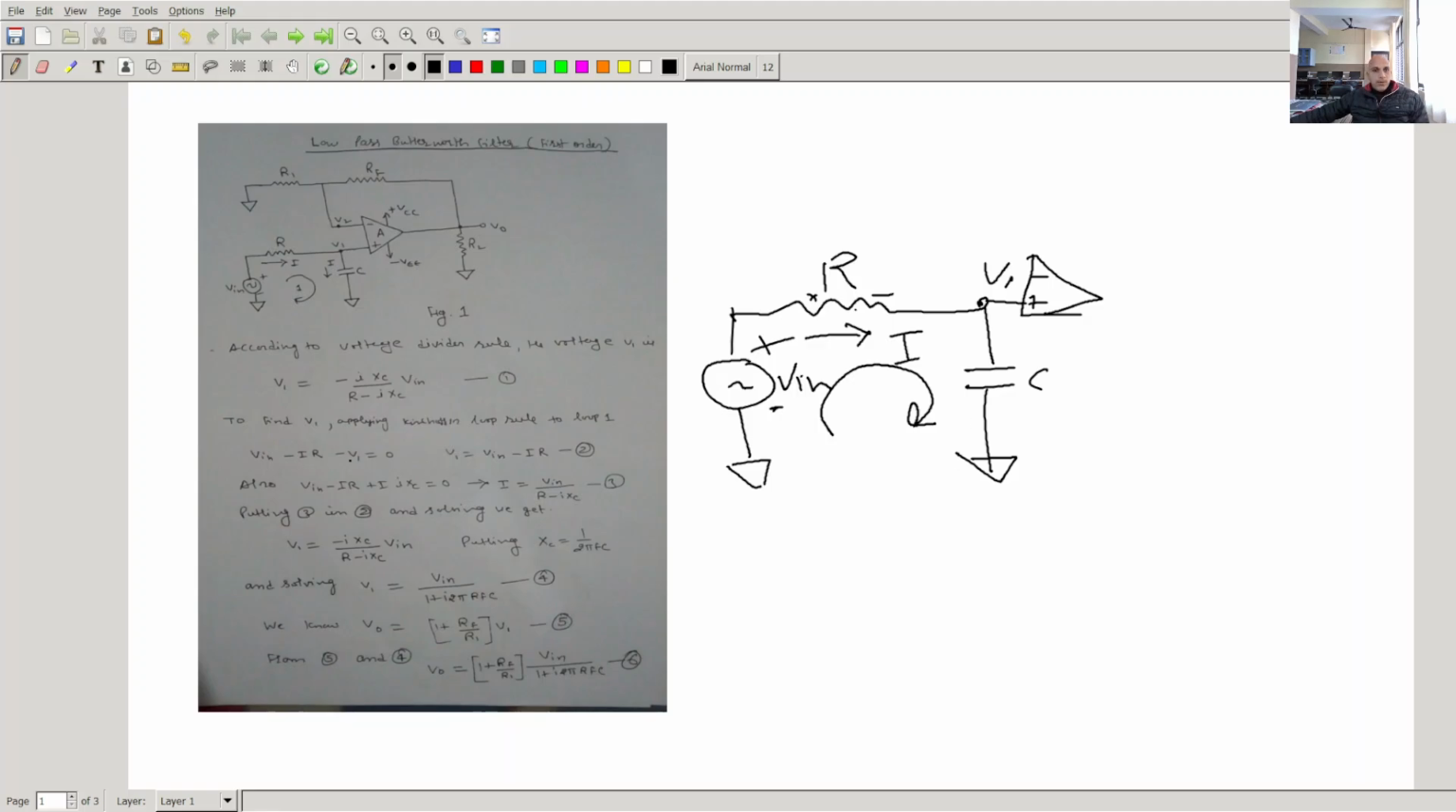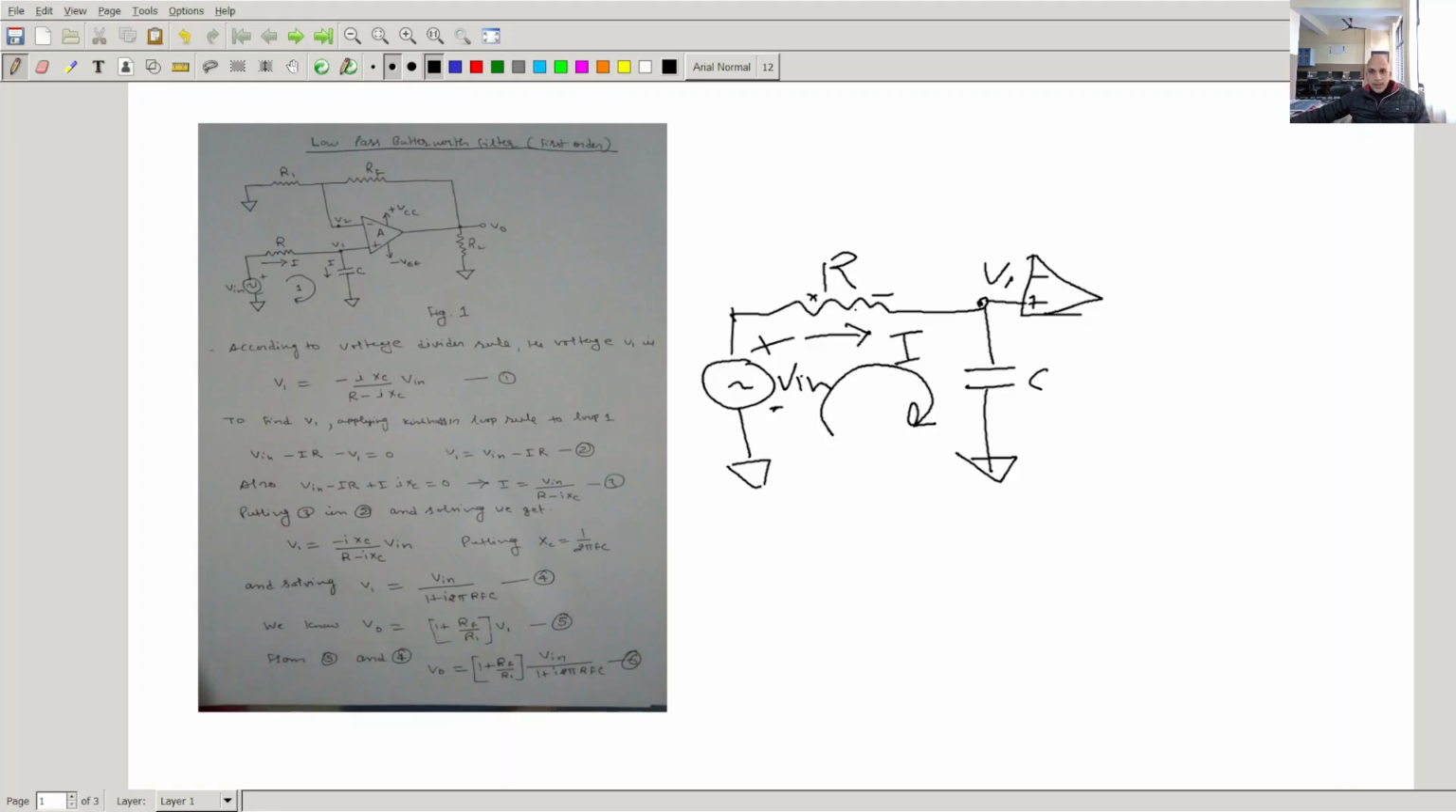So from here, B1 is equal to V in minus IR. It is written here, equation number 2. Also, if I extend this again, then it will become V in minus IR and B1. What is the B1 voltage? It is, I have written here, plus I iota XC.